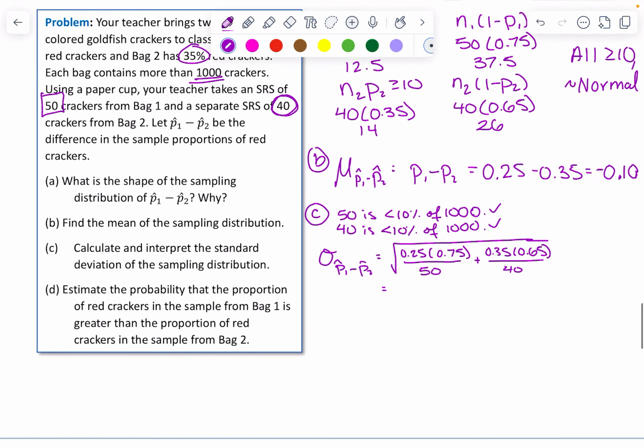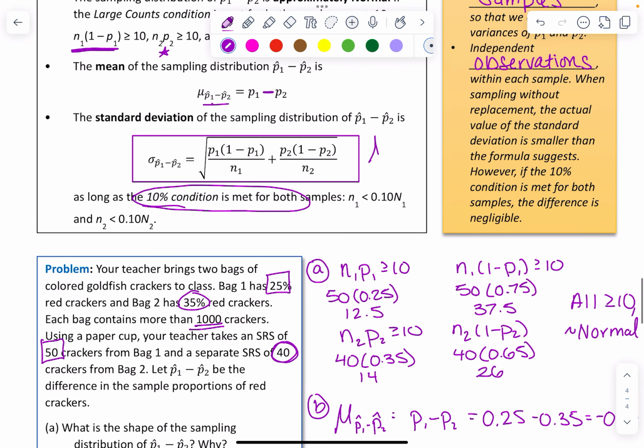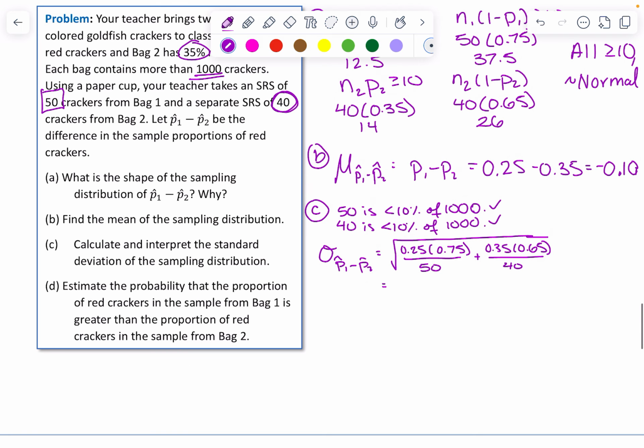Okay, where did I get those? That came straight from this formula right here. Okay. So, square root. So you can type it in exactly like that. I'm just doing square root 0.25. I'm not putting parentheses, I'm putting the times symbol, 0.75, divided by 50, plus 0.35 times 0.65 over 40.